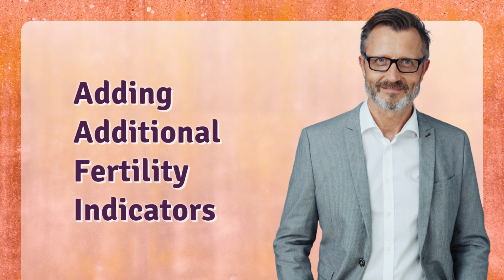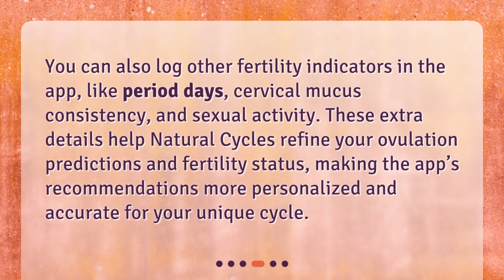Adding additional fertility indicators. You can also log other fertility indicators in the app, like period days, cervical mucus consistency, and sexual activity. These extra details help Natural Cycles refine your ovulation predictions and fertility status, making the app's recommendations more personalized and accurate for your unique cycle.